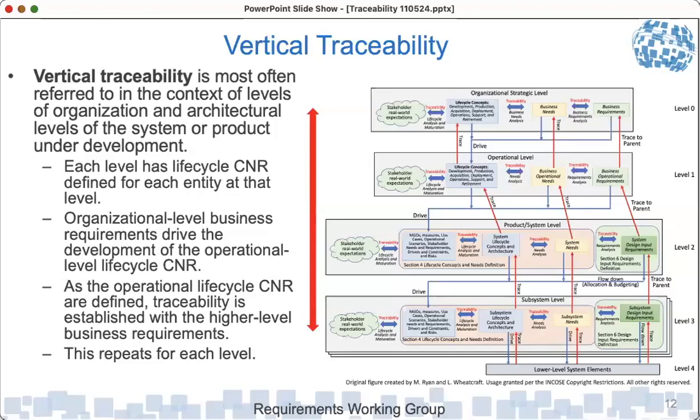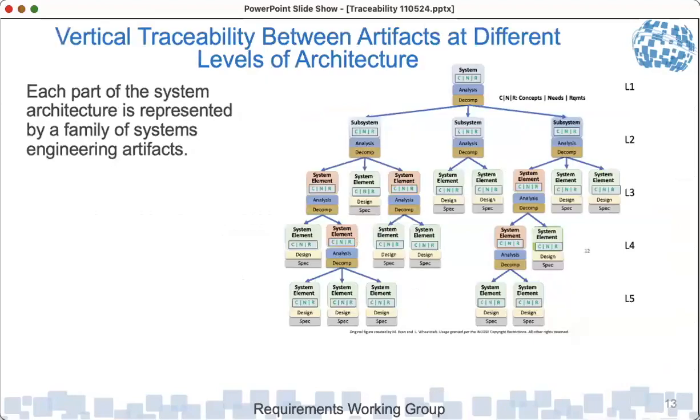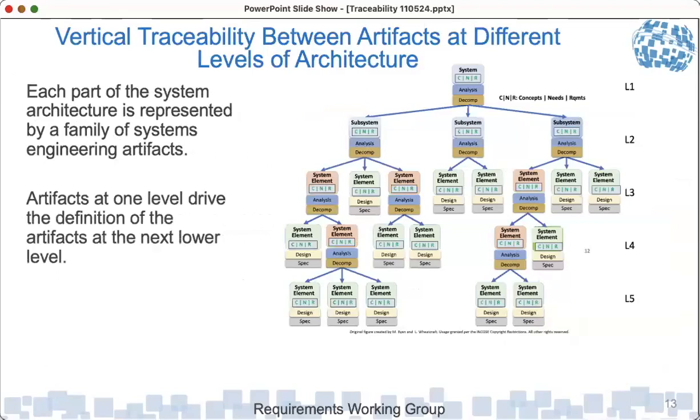to show compliance. And then from a system development standpoint, we think about this hierarchical view of a system. So each part of the system of architecture is represented by a family of system engineering artifacts. And artifacts at one level drive the definition of artifacts at the next lower level, like was shown in the previous chart.